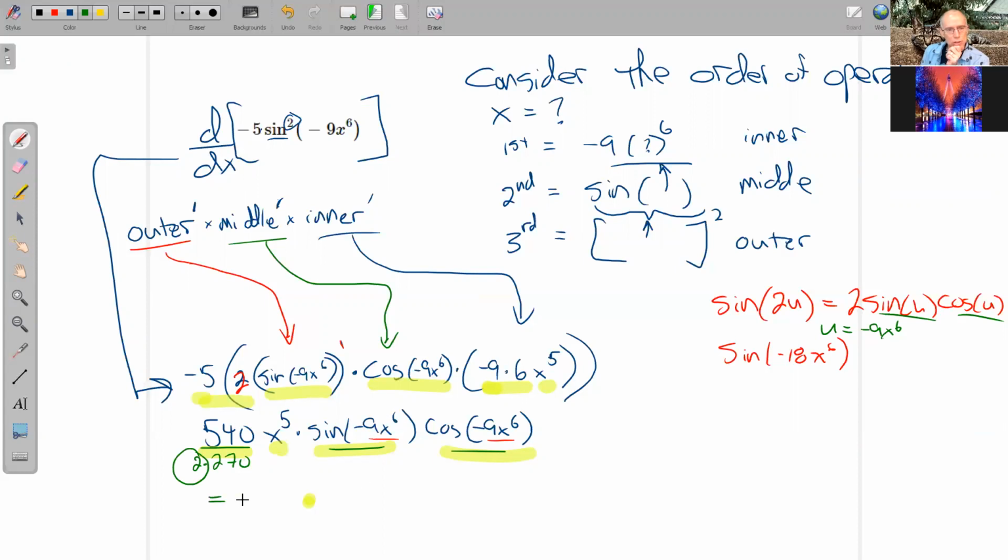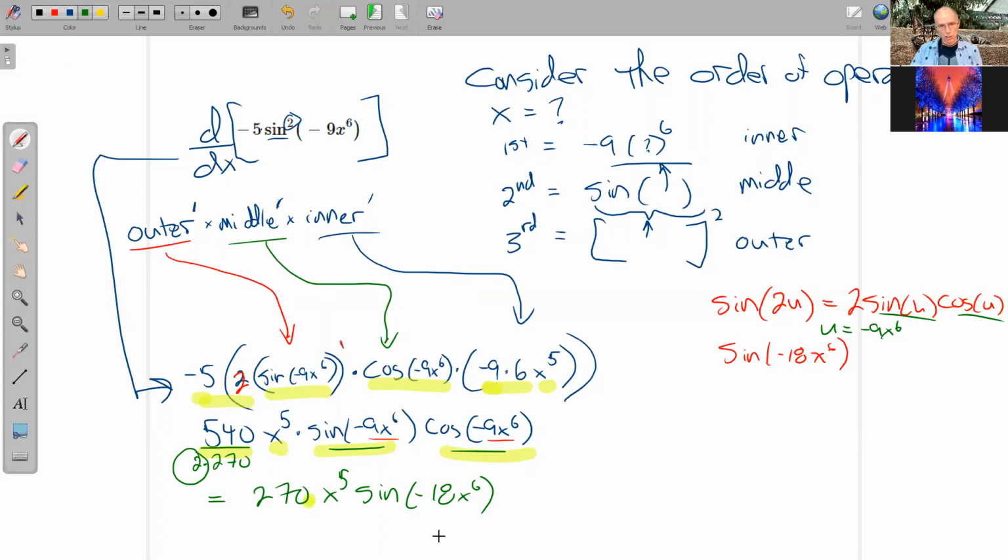So I think I can also write this as 270 times x to the 5th times the sine of negative 18x to the 6th. That's a lot less ink if I'm correct. And I think I'm correct.